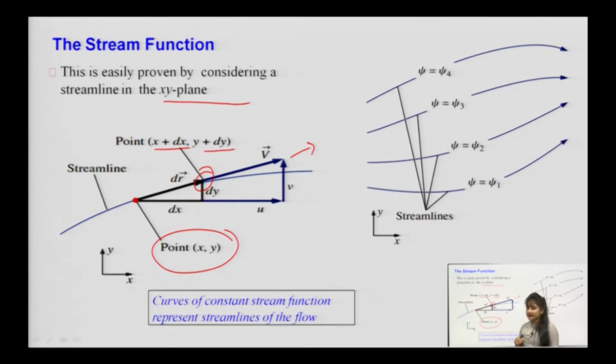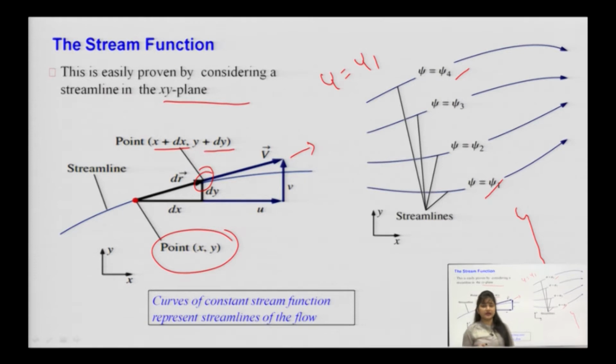Similarly, in a similar pattern, keeping psi constant, with psi 1, psi 2, psi 3 and psi 4, you have drawn a number of curves with psi as constant that are nothing but streamlines drawn with the help of stream functions. So, here you can see these are curves of constant stream function which represent streamlines, and streamlines are nothing but imaginary lines which help us to calculate the velocity components in the x and y directions.